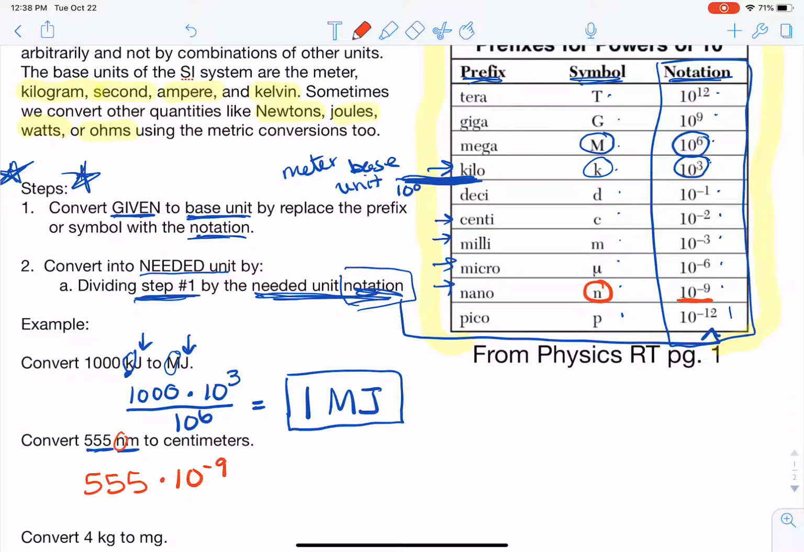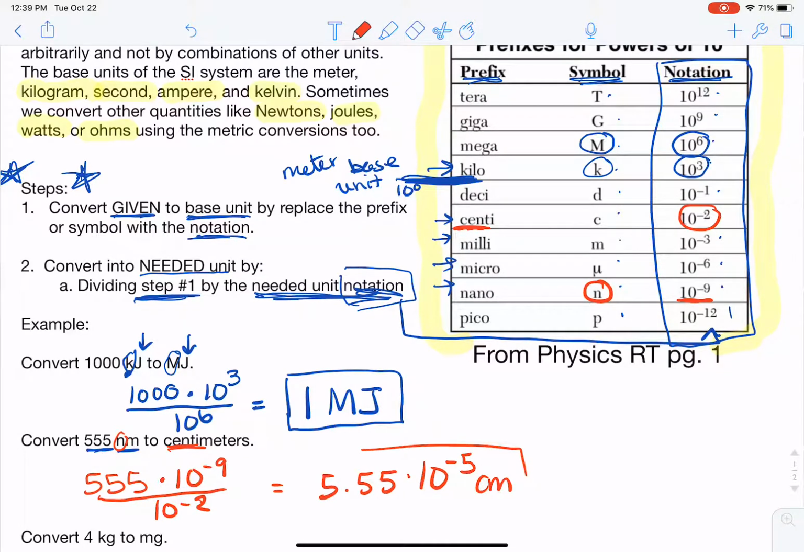But we don't want it in meters, we want it in centimeters, so we're going to divide that by the needed unit. The needed unit in this case is centi, so centi is right here. We're going to divide this by 10 to the negative 2. And then when you do that, you will get 5.55 times 10 to the negative 5th centimeters. So that's the answer to that.